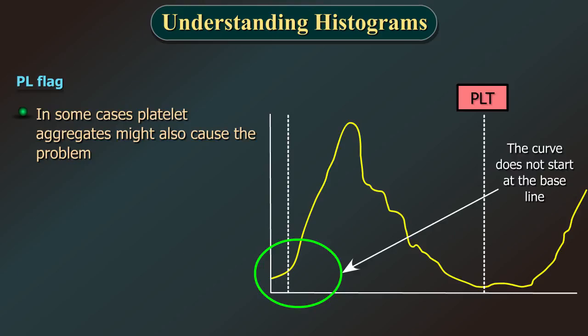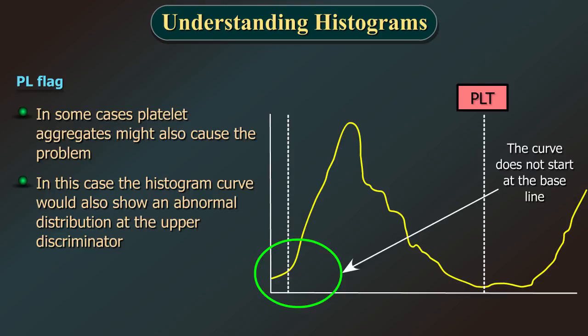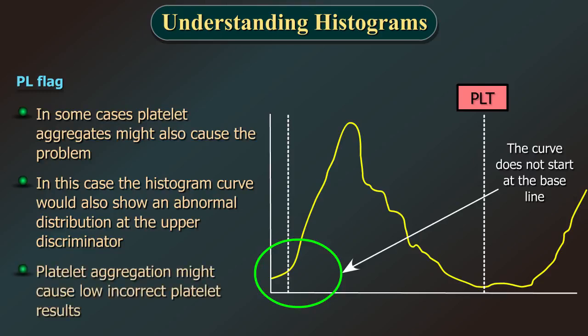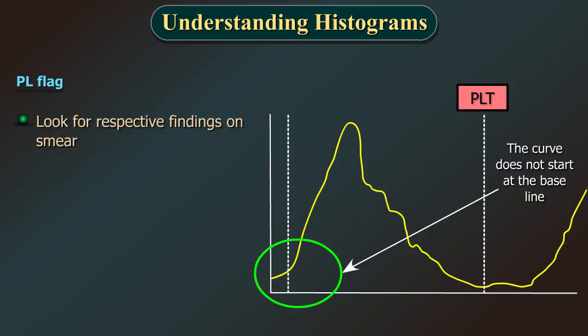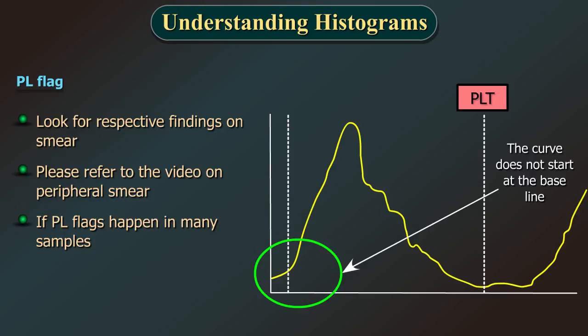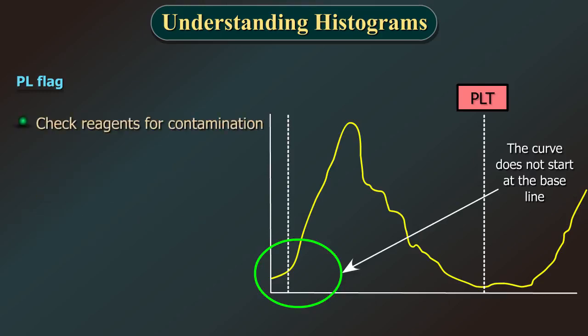In some cases, platelet aggregates might also cause the problem. In this case, the histogram curve should also show an abnormal distribution at the upper discriminator. Platelet aggregation might cause low incorrect platelet results. Look for respective findings on smear. Please refer to the video on peripheral smear. If PL flags happen in many samples, check reagents for contamination. Check earthing of the equipment.